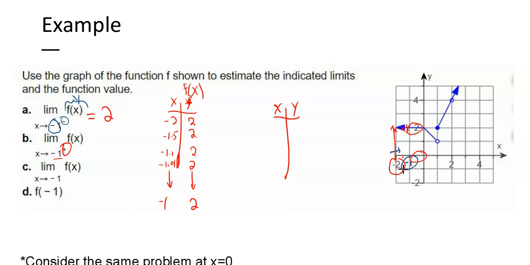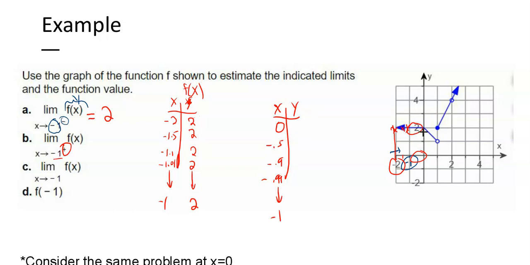We might start as far away as 0. You don't want to start too far away. We'll start at 0, right? And then we'll pick like negative 0.5, negative 0.9, negative 0.99, right? That's getting closer and closer to negative 1. That's what we're approaching with those numbers.